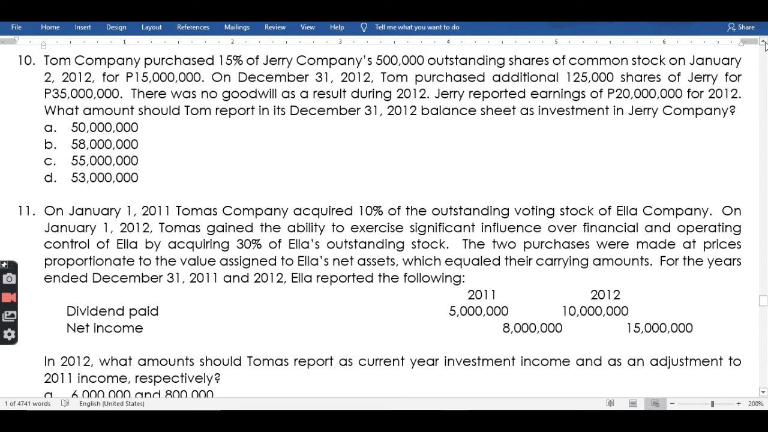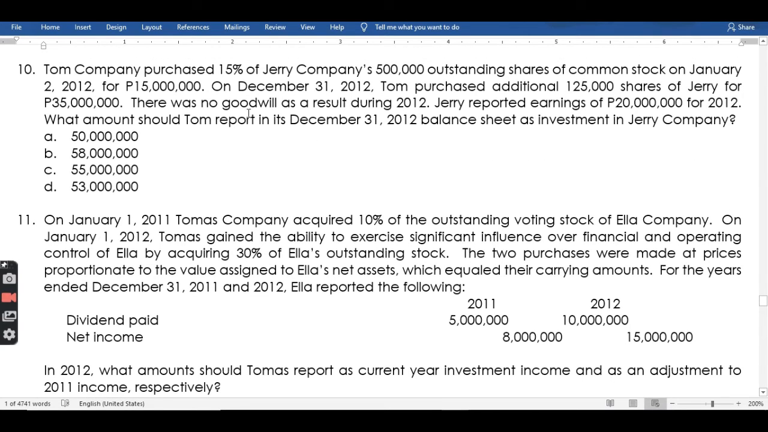10 tayo. Tom Company purchased 15% of Jerry Company's 500,000 outstanding shares of common stock on January 2 for 15 million. On December 31, Tom purchased additional 125 of 435 million. There was no goodwill as a result during 2012. Jerry reported earnings of 20 million. Tapos, what amount should Tom report for his December 31 balance sheet as investment in Jerry Company?